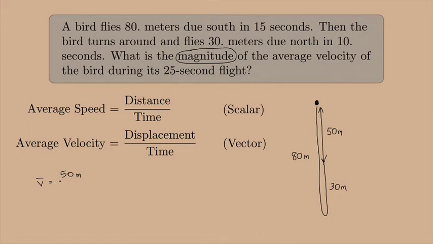So this is 50 meters, and then the time. Well, the whole time was 25 seconds for the entire trip. And so 50 meters divided by 25 seconds, that's 2 meters per second. And I do not need a direction on this because I just want the magnitude.